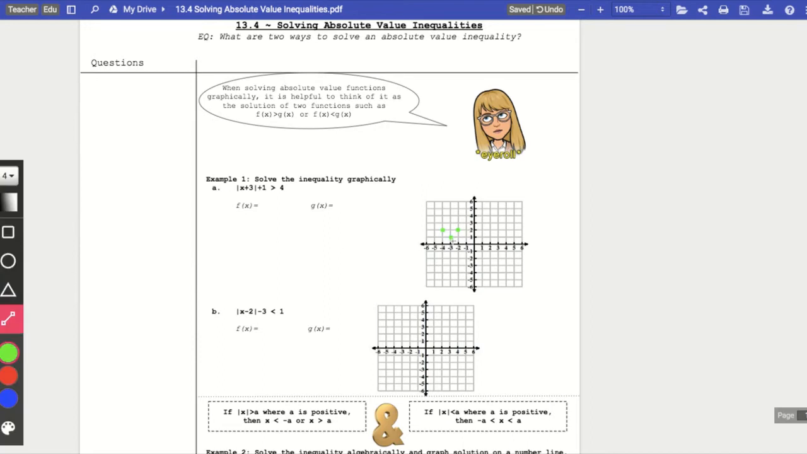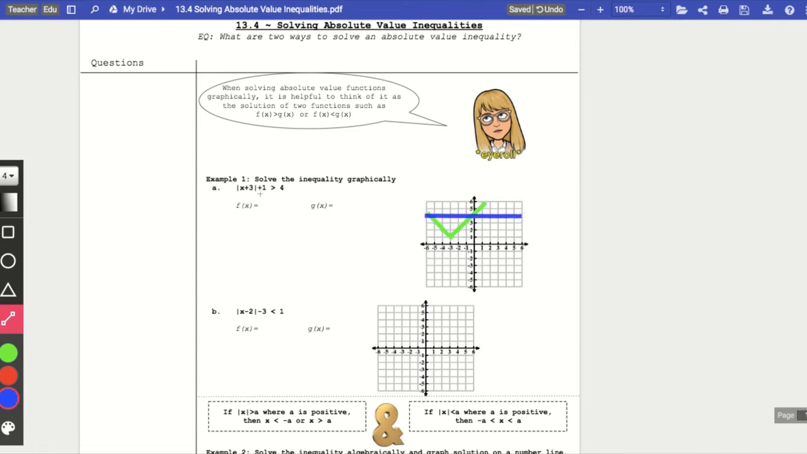All right, so that's my absolute value function. And then this is just the graph y is equal to 4, which is going to be a horizontal line right at 4. I'll even put that in a different color. So 4 is right here. So this is the function y equals 4.